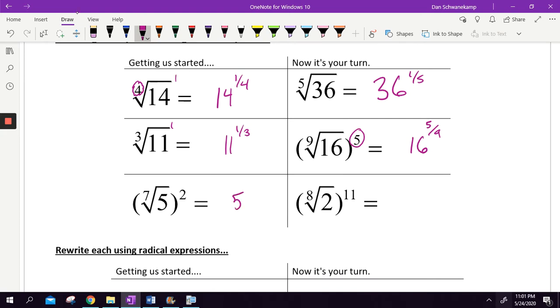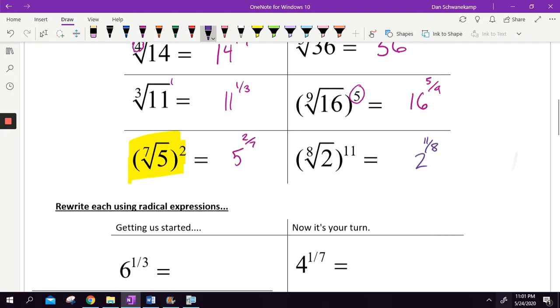Same thing here. I've got a base of 5. I've got a root exponent, so it's going to be a fraction. 7's on bottom. It's squared, so I'm going to put a 2 on top. 5 to the 2/7 power is the exact same thing as that right there. Last one, 8th root of 2 to the 11th power. That's the same thing as 2 to the 11/8. This is my root, so it goes on bottom. This is my power, it goes on top. That's it. If you can handle that, you can do what we're doing today.